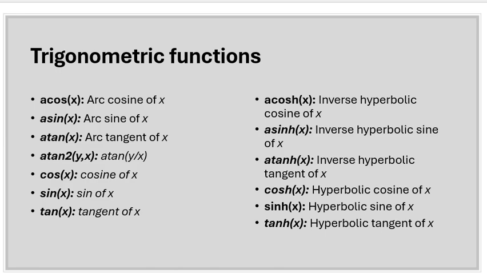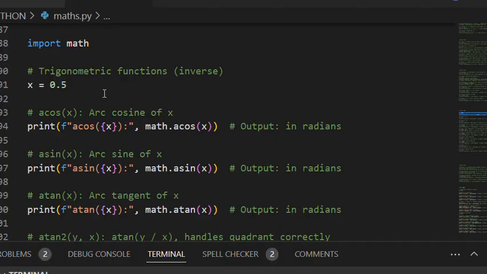Then we also have hyperbolic functions, which include acosh x, which gives the inverse hyperbolic cosine of x. Then we have asinh x, which gives the inverse hyperbolic sine of x. Then we have atanh x, which gives the inverse hyperbolic tangent of x. Then we have cosh x, which gives the hyperbolic cosine of x. Then we have sinh x, which gives the hyperbolic sine of x. Then we have tanh x, which gives the hyperbolic tangent of x. This is the example code.